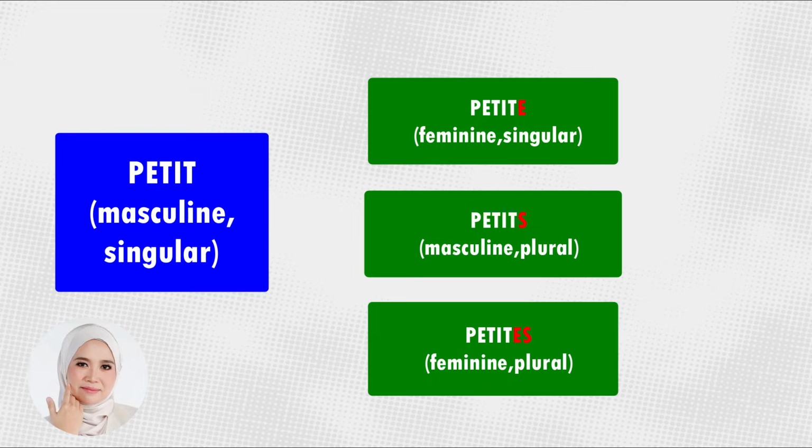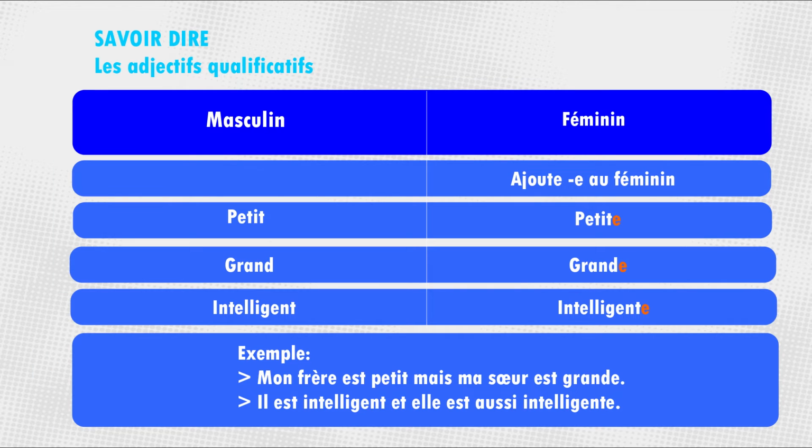So you have here petit, petite. Listen carefully. The S here is silent, so you only hear two sounds. Again, I repeat: petit, petite. Two sounds. Now let's move to the next one.